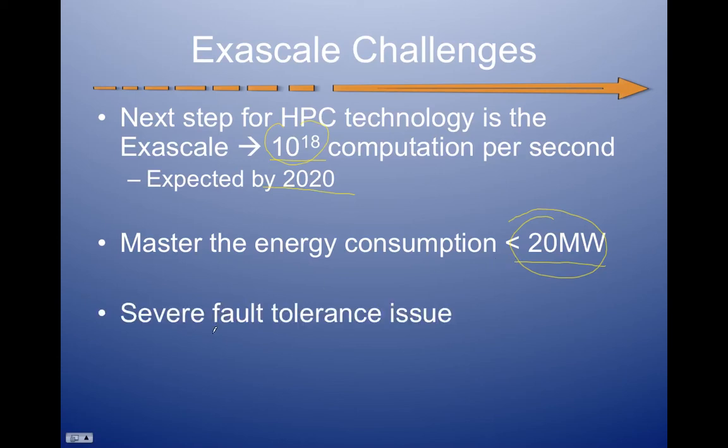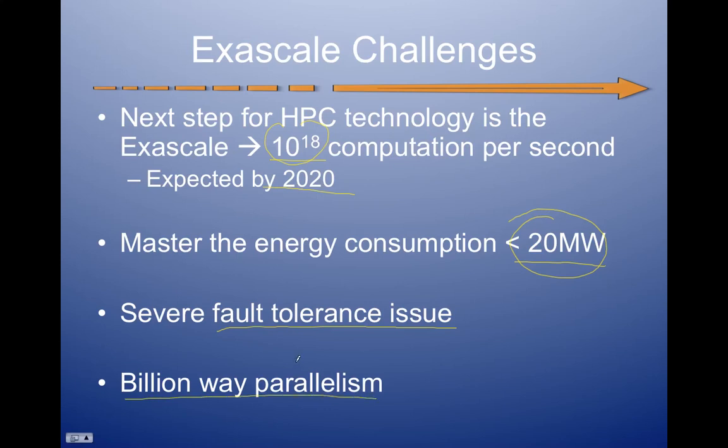Because you will have many processors, some of them will fail. So the fault tolerance issue is actually extremely severe, and it's one of the challenges here. So how do you program codes where the tasks or the parallel activities can fail frequently, basically? And finally, one of the challenges is how to extract from applications billions of ways of parallelism, so as to keep the machine busy at the scale it will be designed.